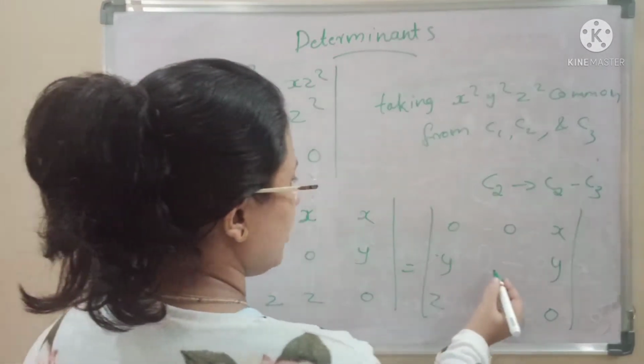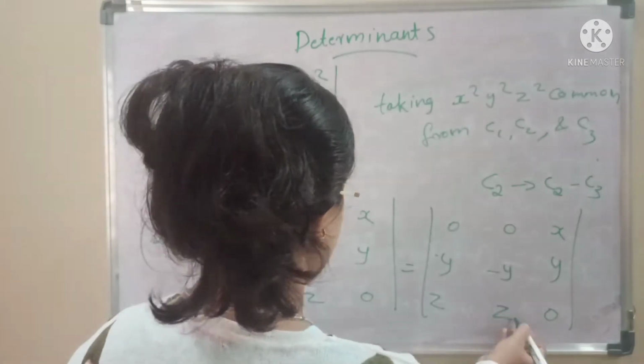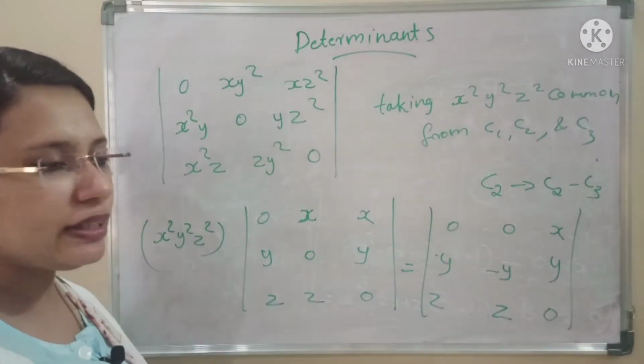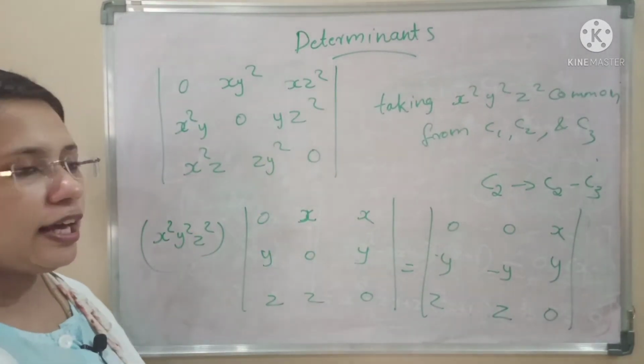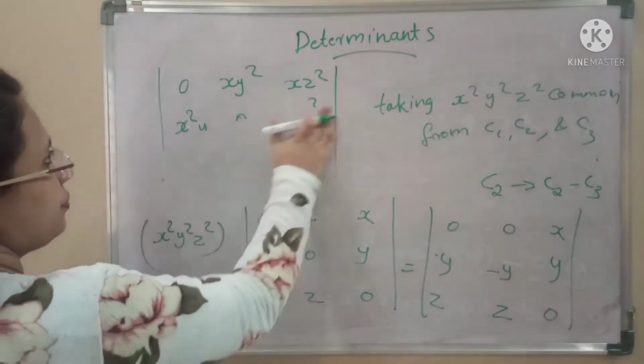0 minus y minus y. Z minus 0, z itself. So we'll get like this. Okay. Now you see, for a determinant, what is the next operation?